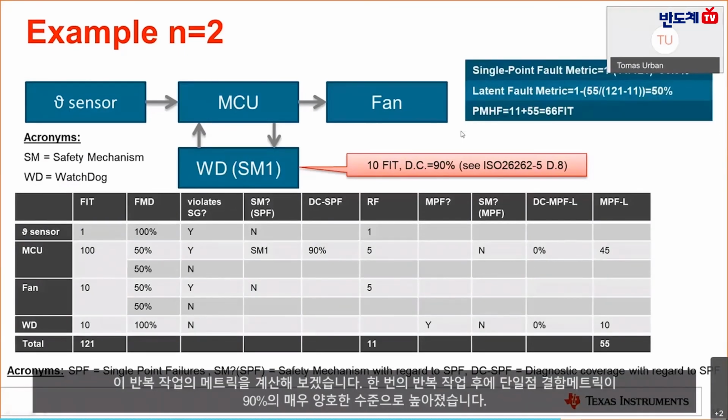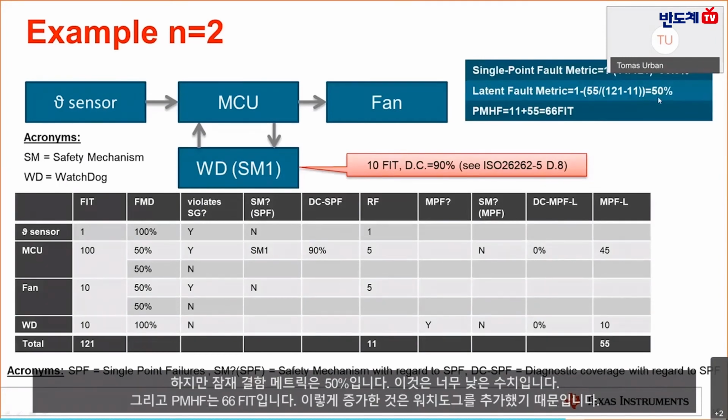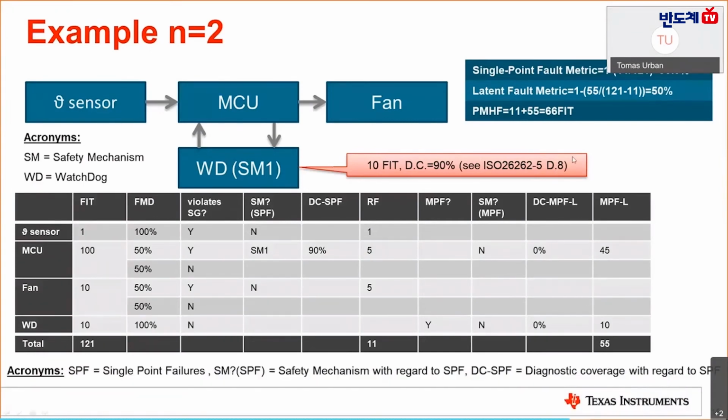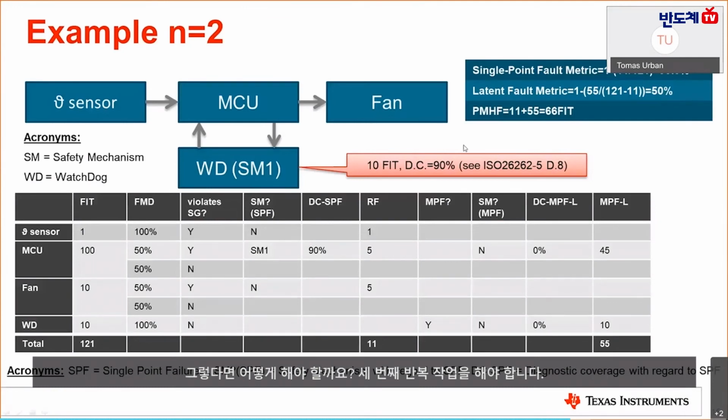But we can already calculate the next iteration of the metrics. The single point fault metric has increased to a really nice 90% after one iteration. However, the latent fault metric is 50%, that's too low a number, and PMHF is 66 FIT. So it even increased because we added one watchdog. So what to do? We need to do a third iteration. And no ASIL is achieved, of course.